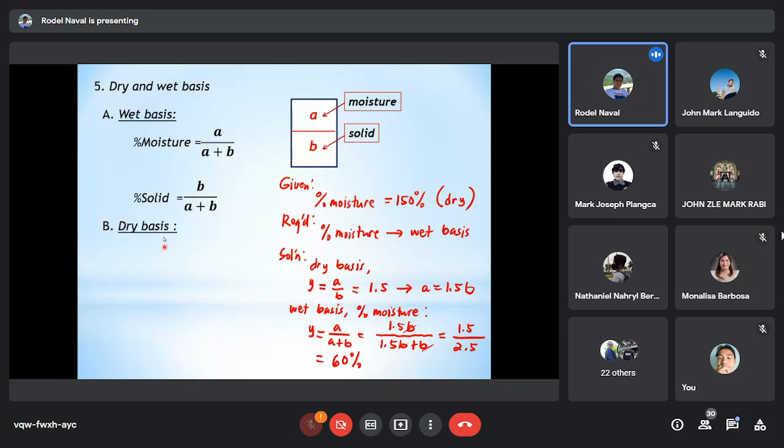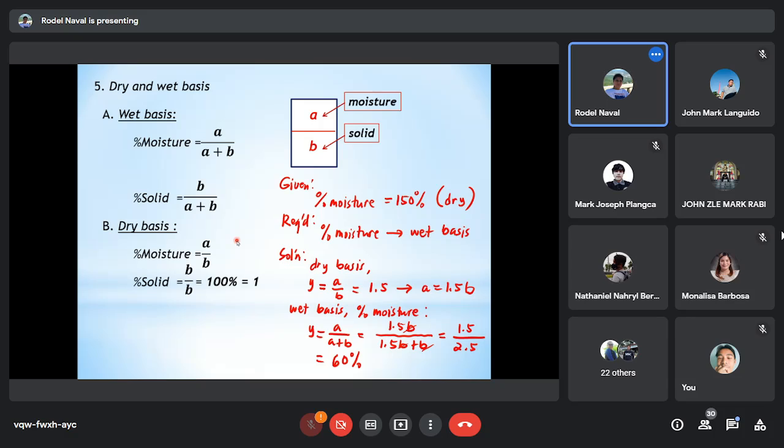Okay? And then based on dry, percent moisture, the moisture is A, but the moisture here, class, is A over B. Usually, class, the dry basis can be more than 100%. The dry basis can go more than 100%. Why is it possible to have 100% or more? Here, class, this is the explanation.